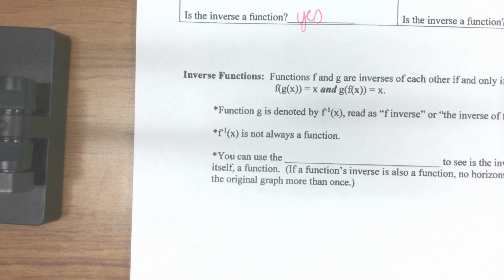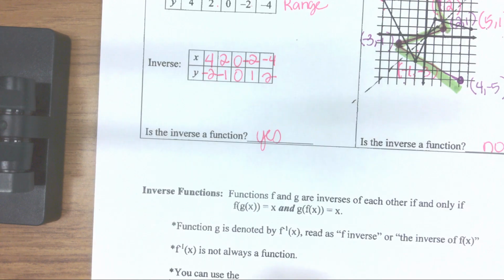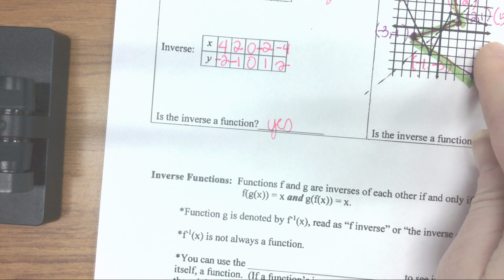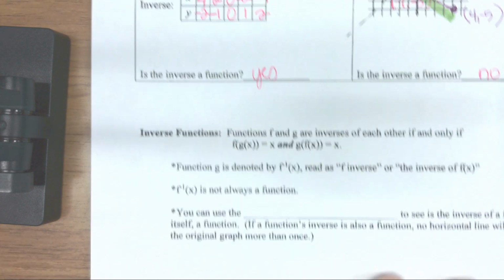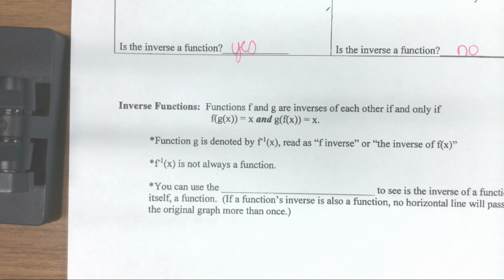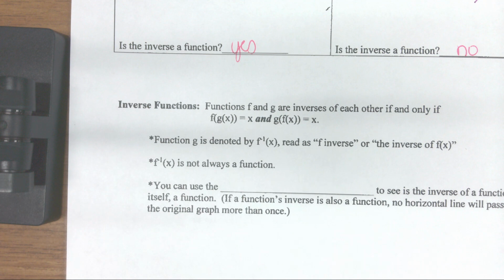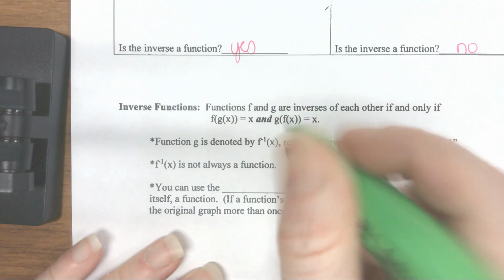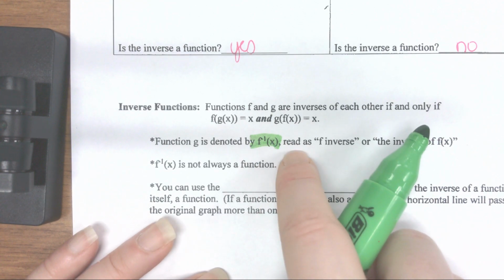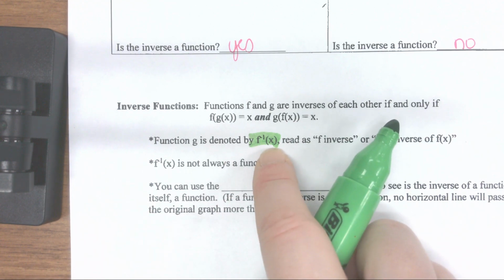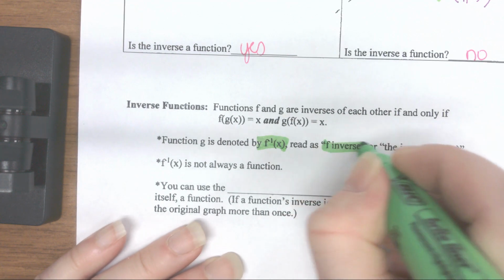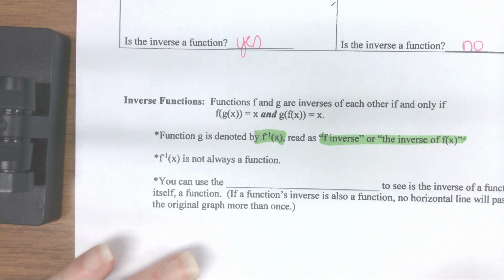So that's what an inverse is. Now, we talked about tables, switch them around, graphs, switch them around. Let's talk about equations. First of all, you're going to see a notation you have never seen before. And the notation that you're going to see is this one. It's f negative 1 of x. And the way I'm going to read it, though, when I see that, is I'm going to say f inverse of x, or the inverse of f of x.